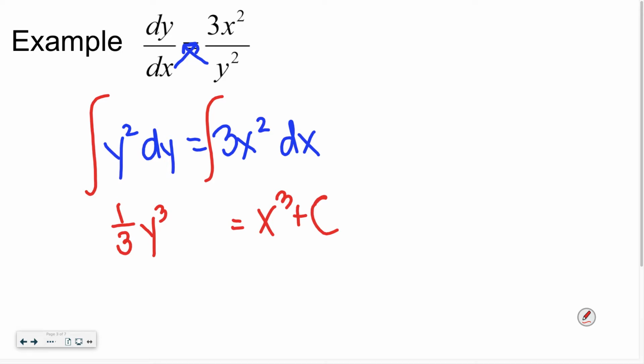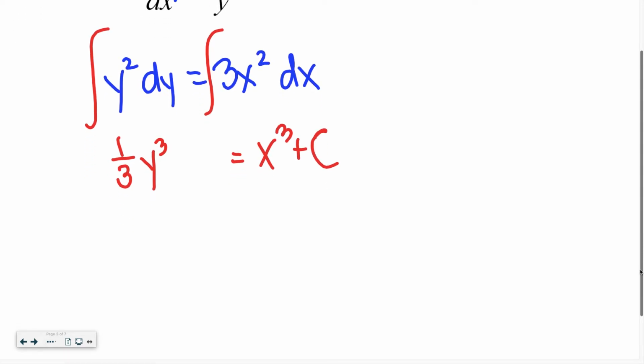Our last step is to solve for y. How do we do that? Okay, multiply by 3. So we have y cubed equals 3x cubed. And what is a constant times 3? It's still going to be a constant. So instead of writing 3c, just write c. Obviously, they're not the same c. We're just representing that we know it's a constant there.